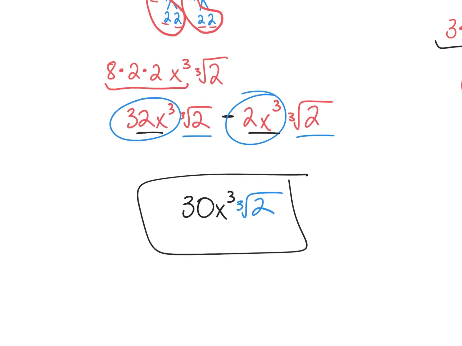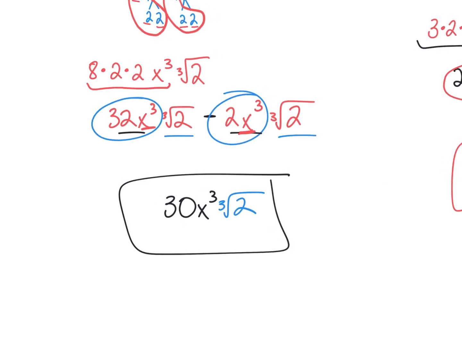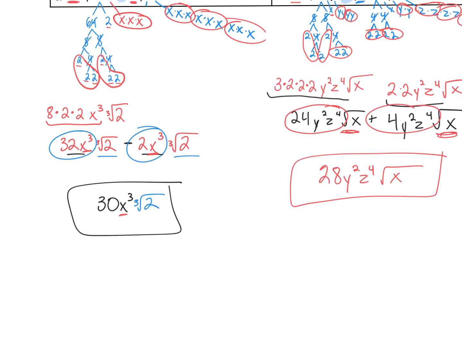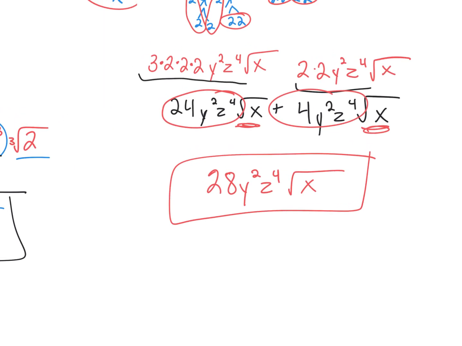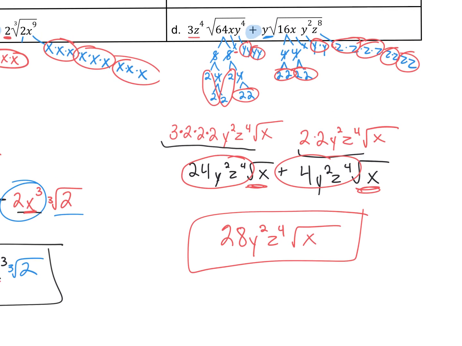So like here, x cubed minus x cubed, right? Okay, those are the same. They stay at x cubed. We do not add exponents when we're adding or subtracting. We only add exponents when we multiply, okay? Which we're not doing here. So there we have it. That's how we do this.